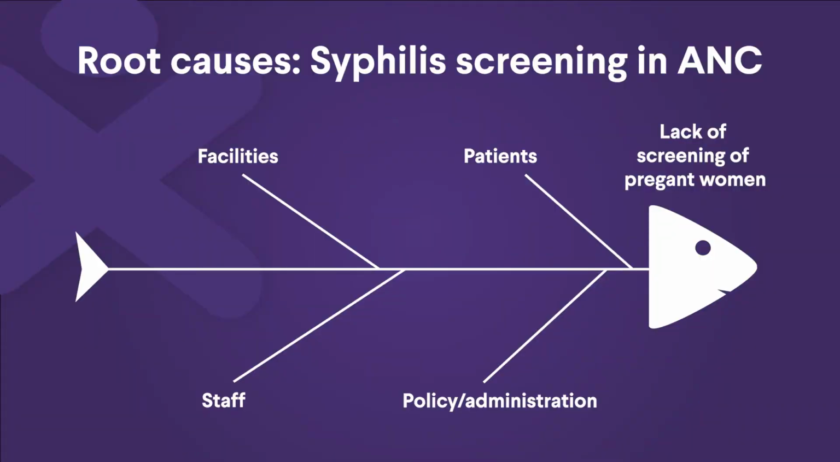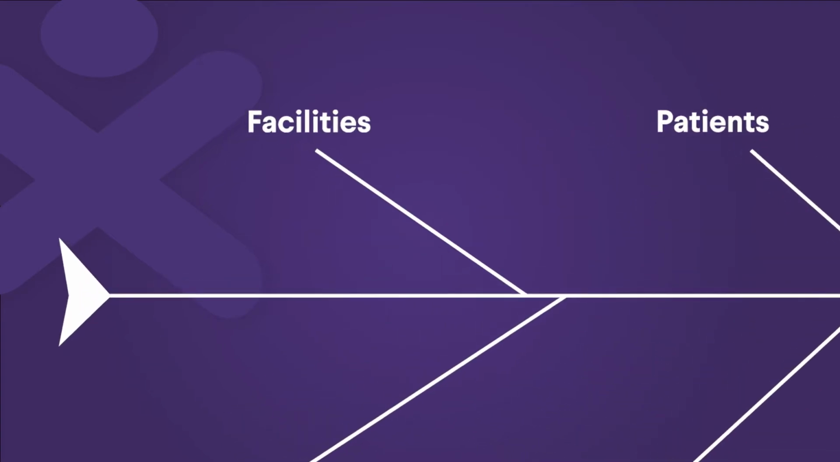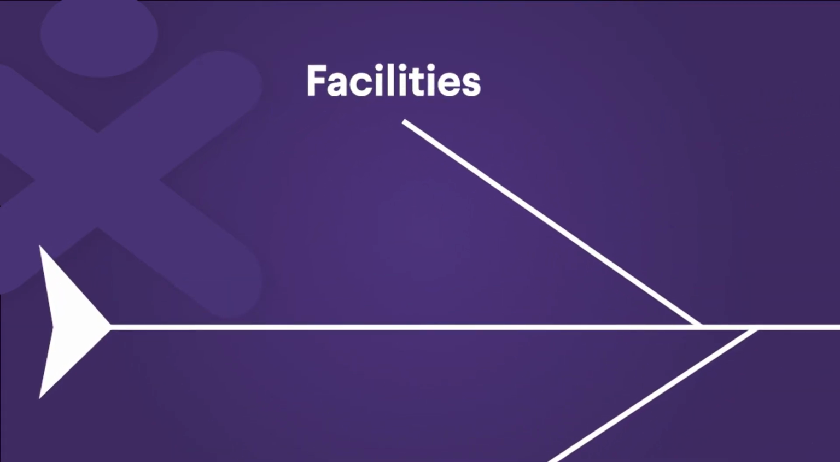So here we have the beginning of our fishbone diagram. And at the head of our fishbone diagram, we have one of the main causes of women not being tested for syphilis, and that is the lack of screening of pregnant women. And then we group the root causes into 4 categories: facilities, patients, staff, and policy and administration. Now we'll dig a little bit more into detail as far as what we mean in all these different categories.